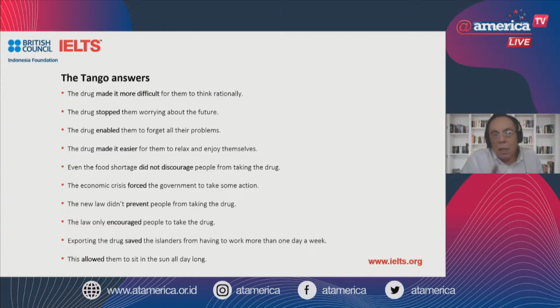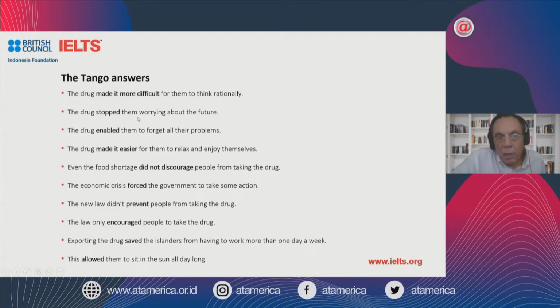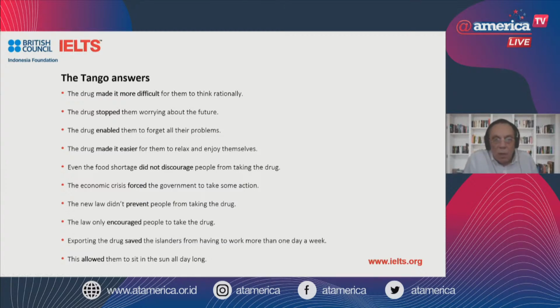Hold on just a little minute. If you study the handout, you'll find out what the snag is. Have a look at this. Made it more difficult for them to. Stop them worrying, ing. Enabled them to forget. Made it easier for them to relax. Discourage people from taking. This one, encouraged people to take. Forced the government to take. Prevent people from taking. And then save the islanders from having to work, allow them to sit. If I say, can you remember when it's ing? Can you remember when it's to? You'll say, oh, I'll try. Don't worry, it's pretty easy.